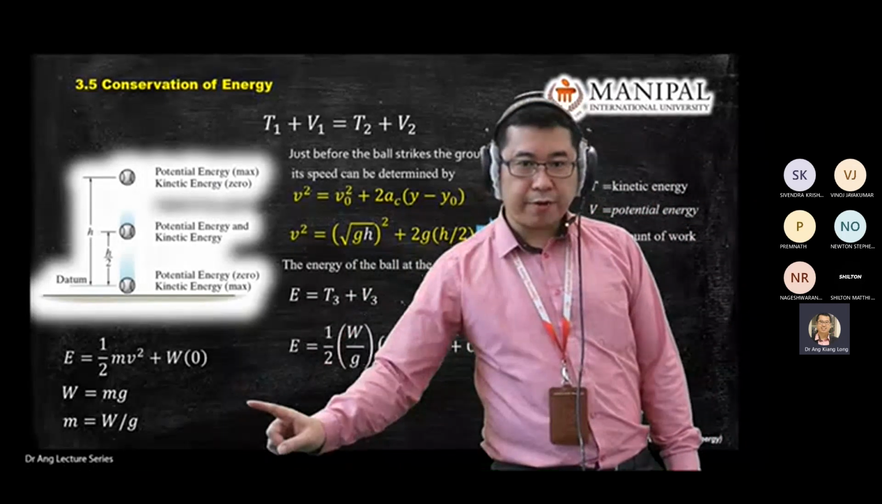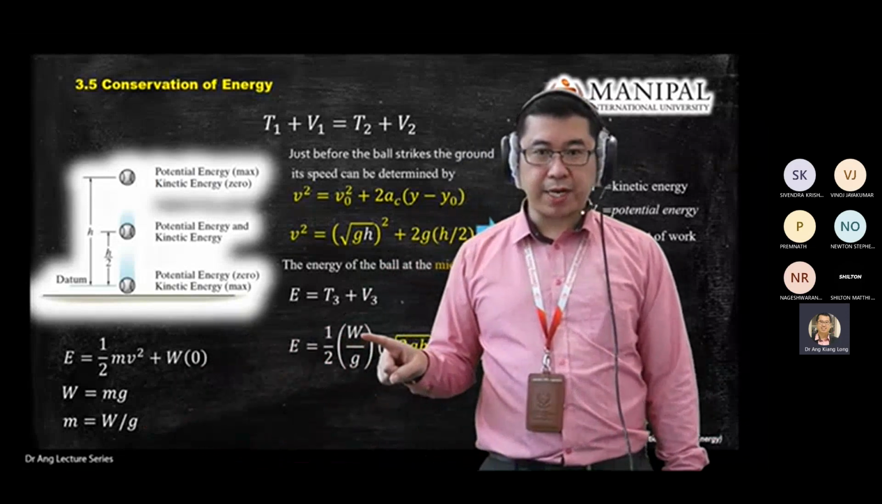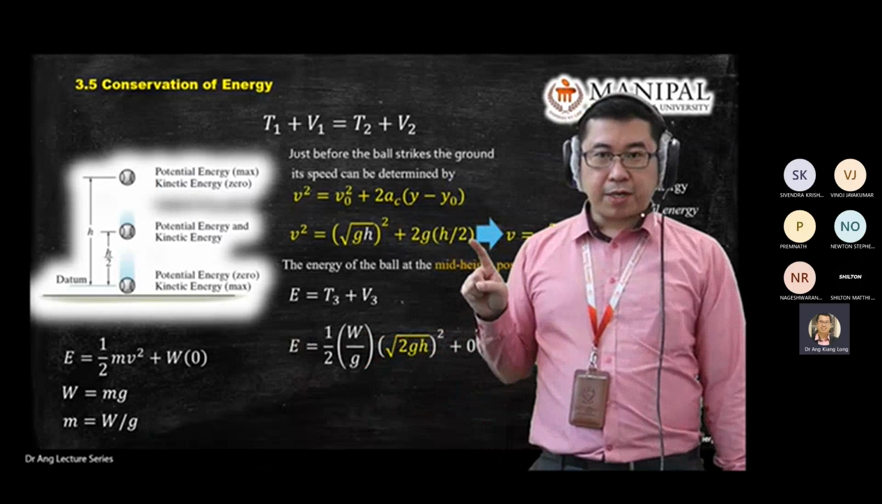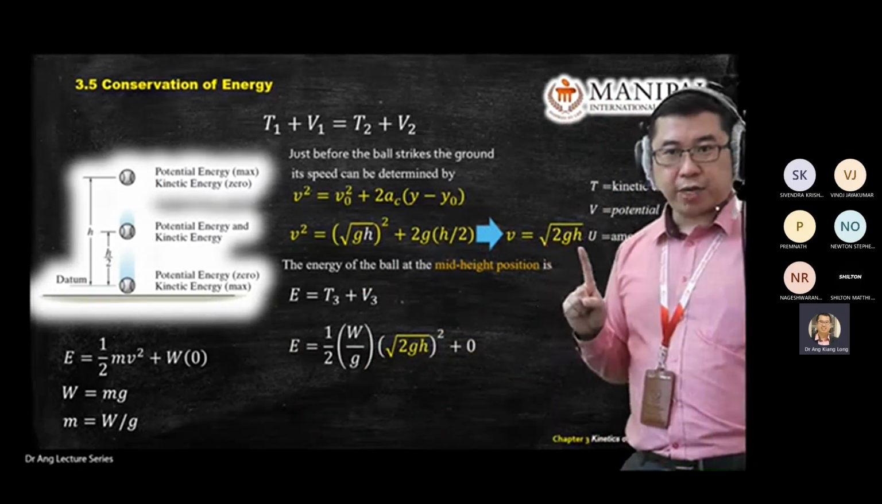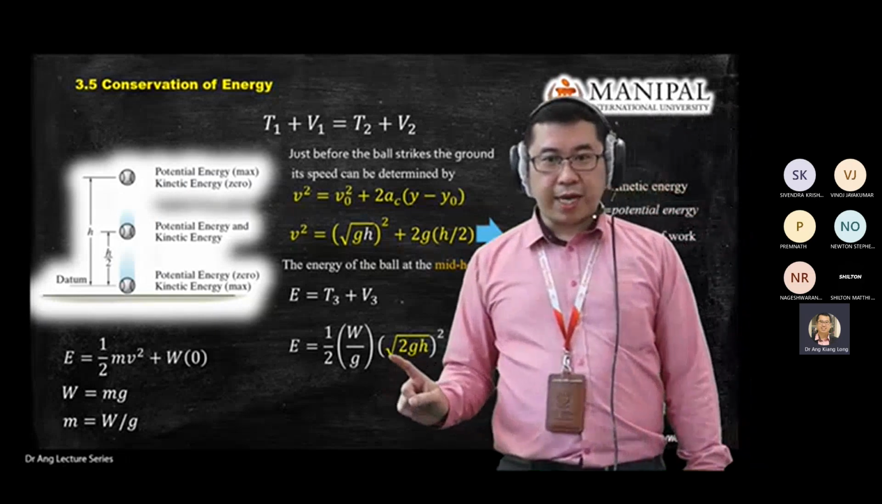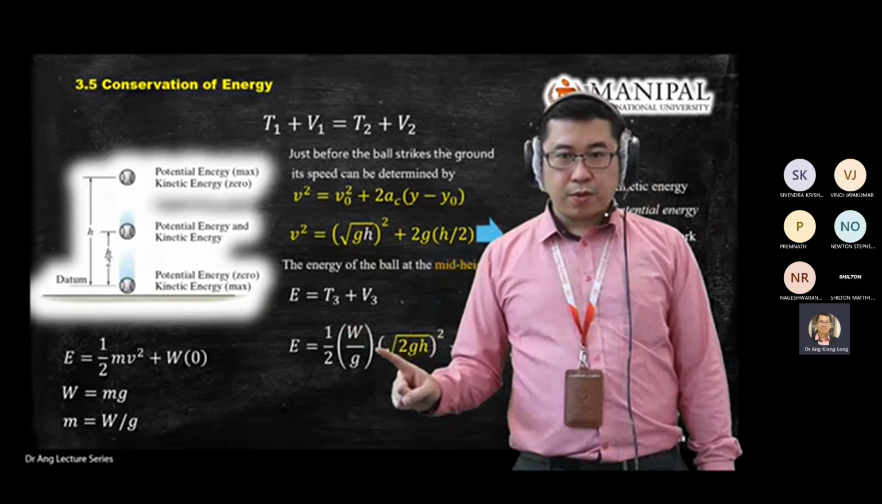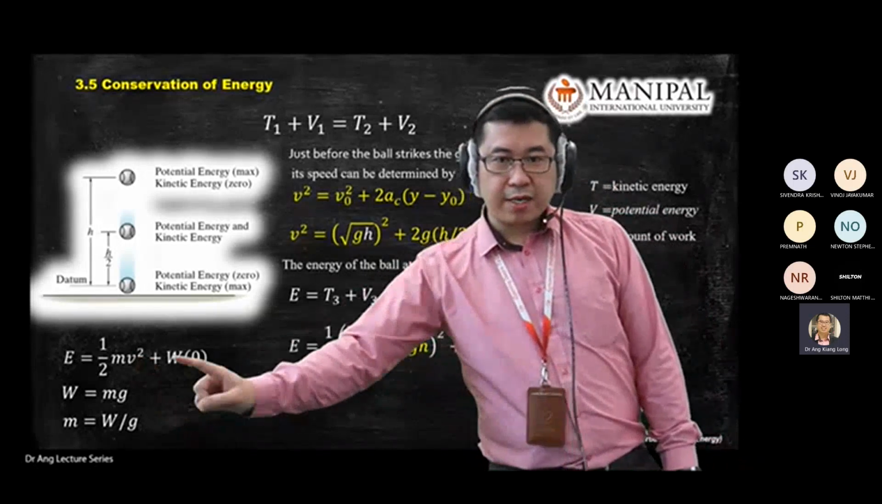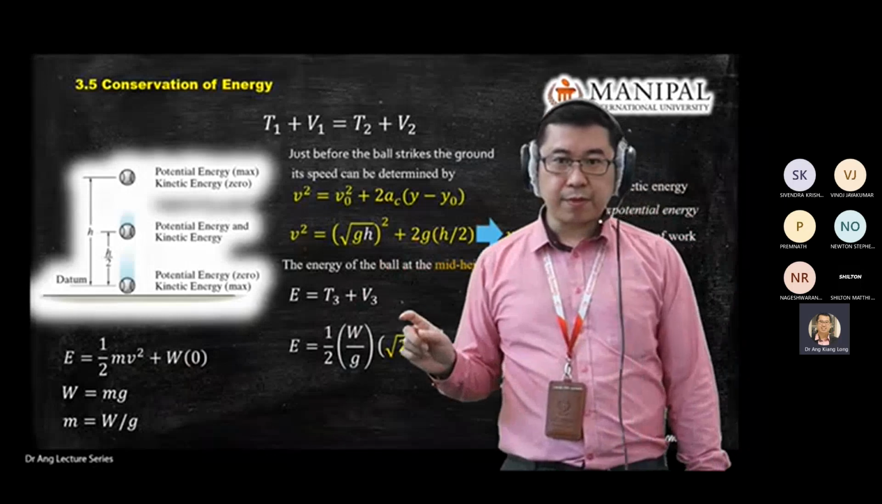Why do we need to go so many steps to rearrange to become W by g? Because your velocity here is in terms of g and h. So you need to cancel in the equation, right? So v square is here, v square equal to this one.